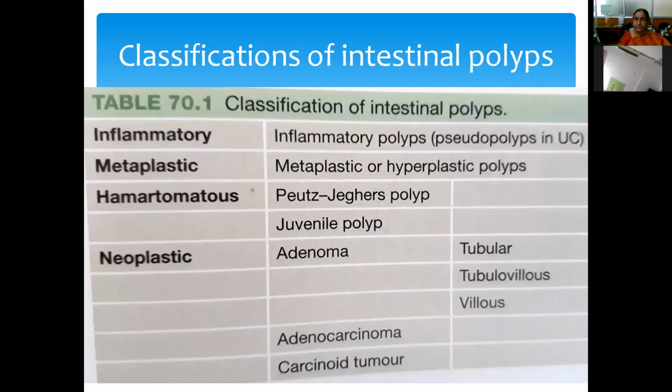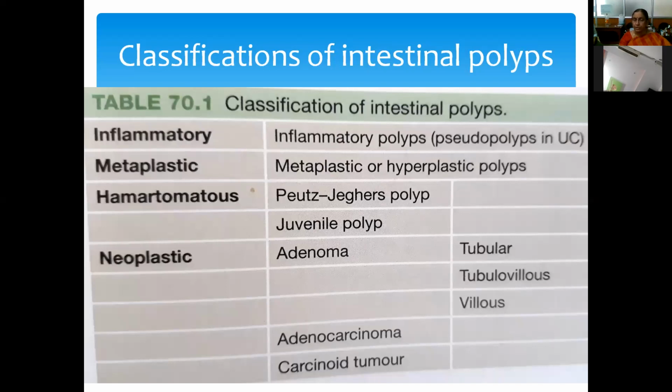This is the classification of intestinal polyps in general. They are broadly classified into four categories: inflammatory, metaplastic, hamartomatous, and neoplastic. The classical example of inflammatory polyps is pseudopolyps seen in ulcerative colitis. Metaplastic polyps are also called hyperplastic, as more hyperplasia will be there in these polyps. The third variety is hamartomatous, characteristically exemplified by Peutz-Jeghers polyps and also juvenile polyps. And coming to the neoplastic, they may be benign or malignant.